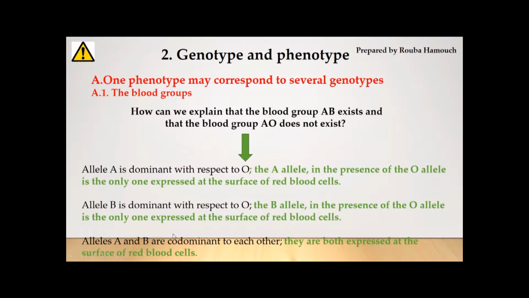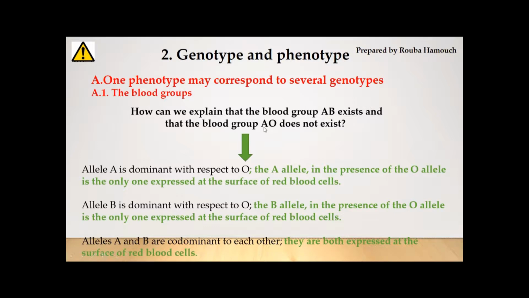We have two antigens, A and B, on the surface of red blood cells. Thus, we have the blood group AB. So that's why we don't have the blood group AO. We have blood group AB. Since A and B are both dominant, they will give two antigens, A and B, that are both expressed on the surface of red blood cells.